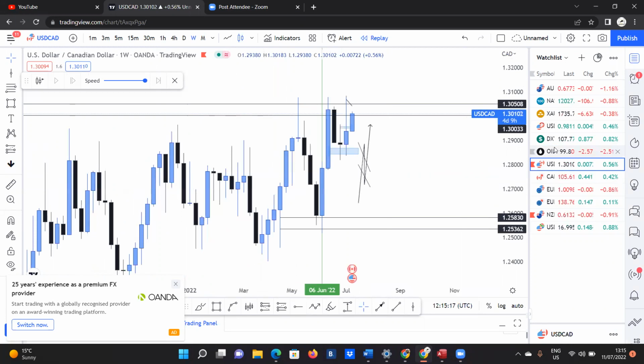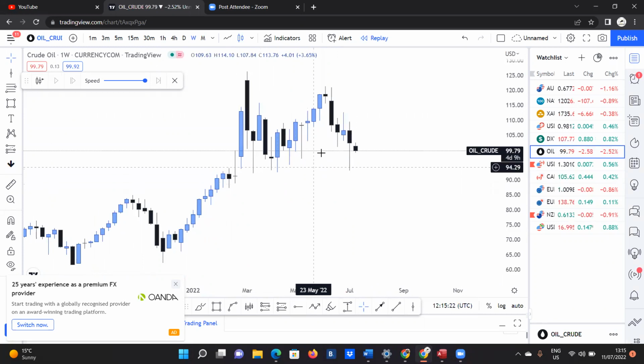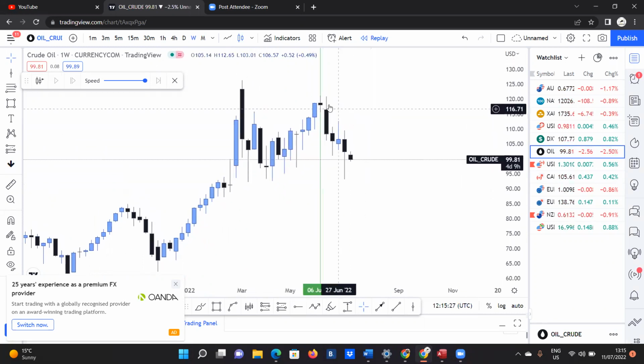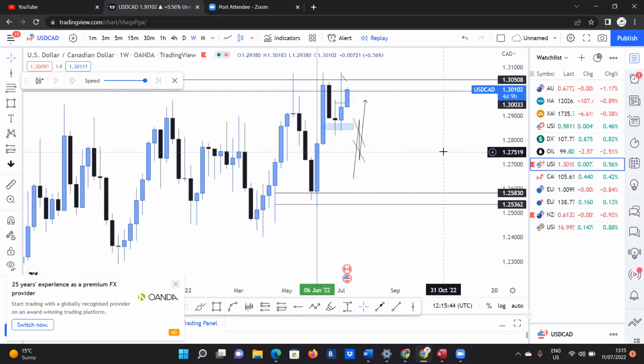We're going to choose a date from US oil. Our date is 6 June. You can see it on the green vertical line. From here, we can see that oil turned from bullish to bearish, specifically on the 6th of June. Now, when you look at the same thing with USD CAD, on the 6th of June the same thing happened. Instead of turning to bearish, it turned from bearish to bullish.